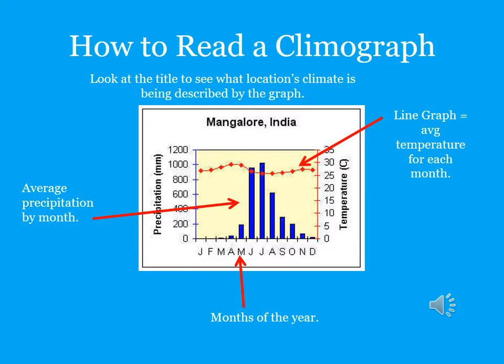So we know that here in Bangalore, India, the hottest month looks like it's going to be May, with an average temperature of about 30 degrees Celsius. But we notice that June and July have the most precipitation, with about 1,000 millimeters of rainfall.